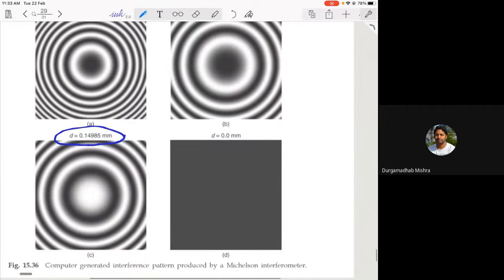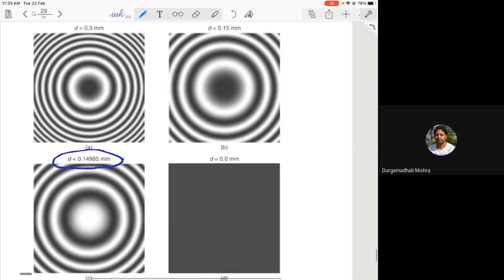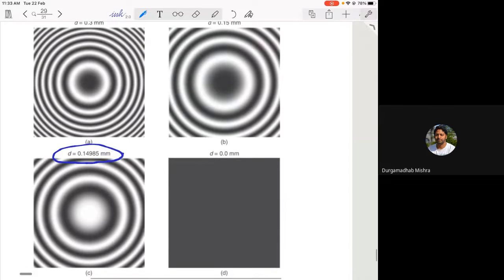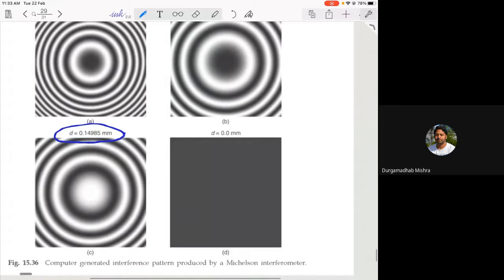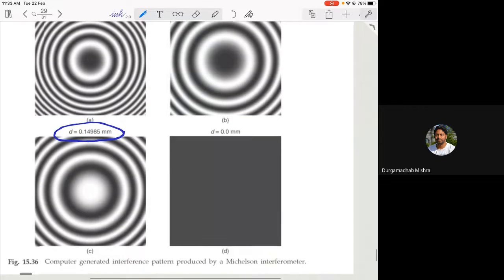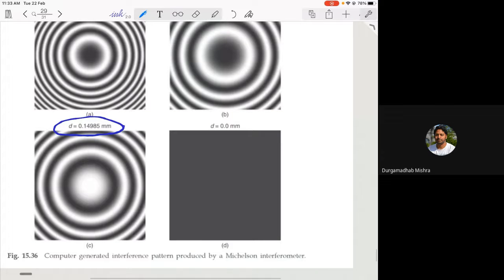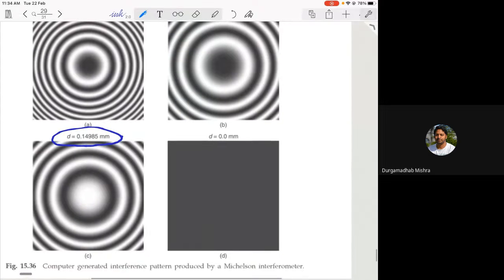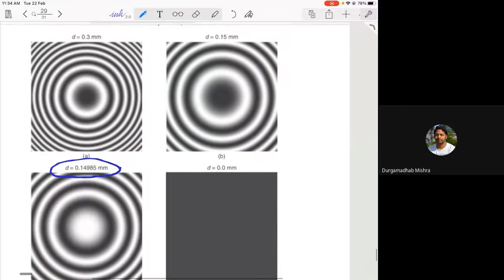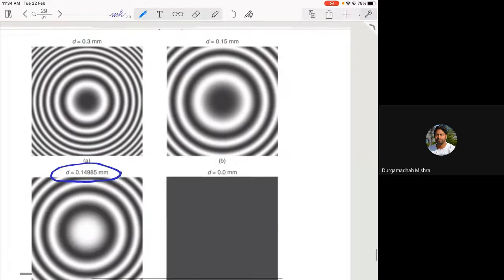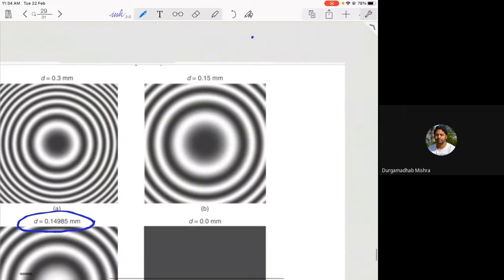So they have a certain number. I don't know why they use this number. So I think it is about 150 micron. Okay, so that's why they are using it. So 150 plus minus something like that. So this is 149.85 micrometer. So here immediately you see a fringe, this interference pattern. Now look at the other one, d is equal to 0.15, this one now.